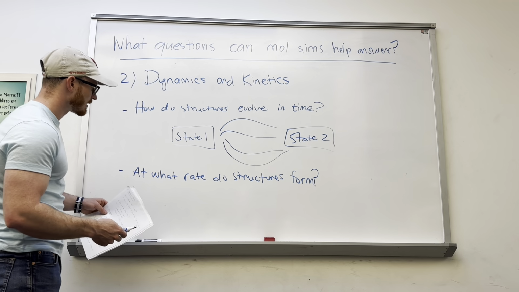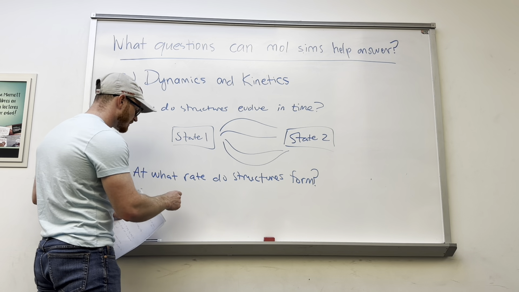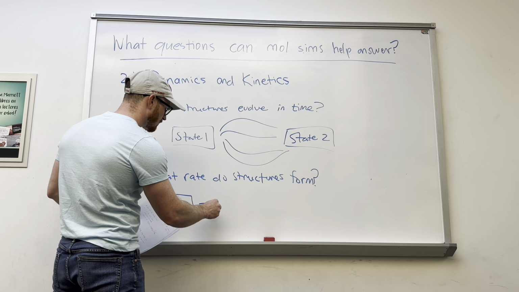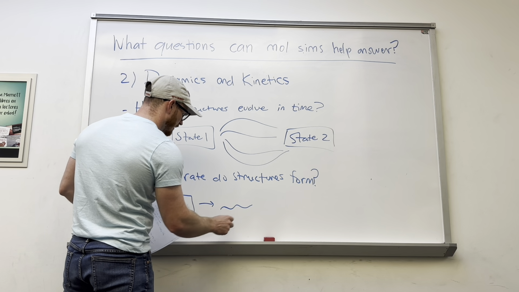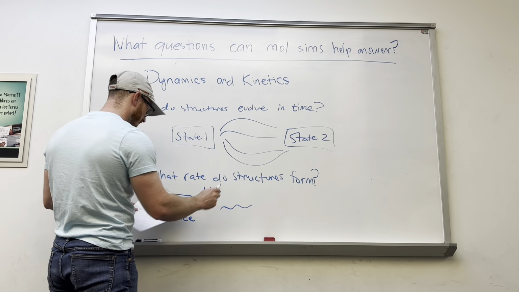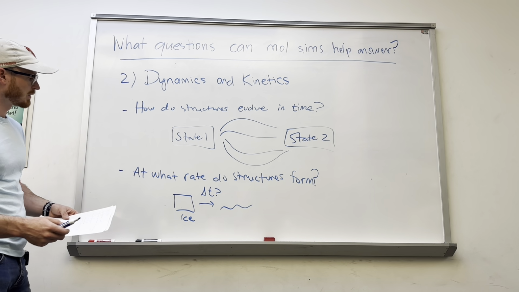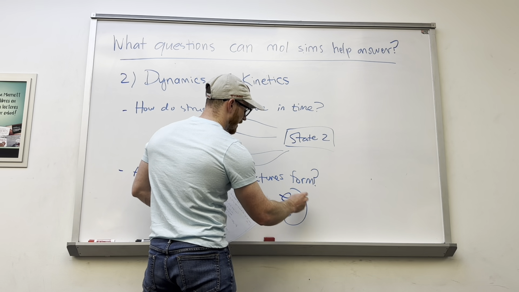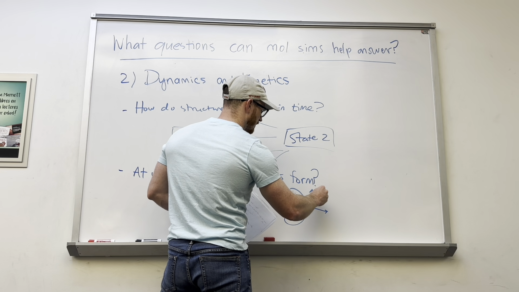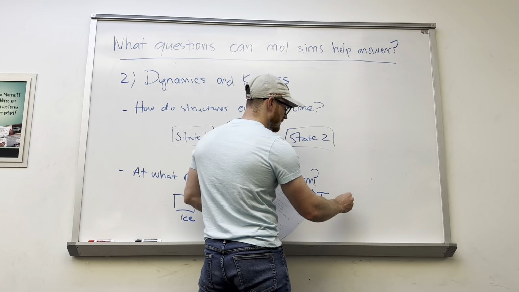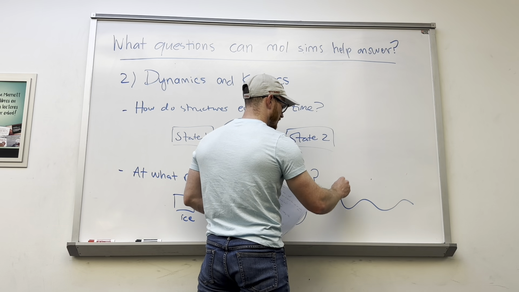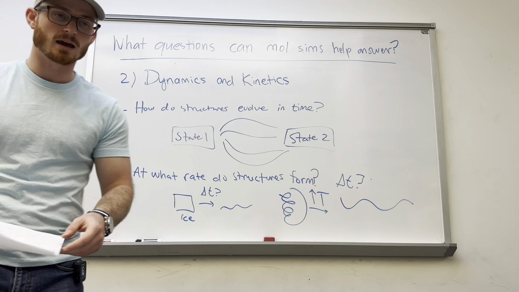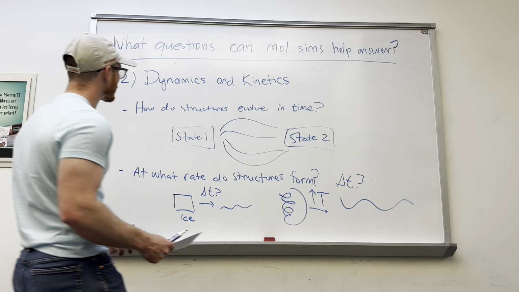We can also look at things like how long it takes ice to melt. You have something like ice at a higher temperature, and it's going to go to a liquid. How long does that take? Another good example is if I have a protein and I increase the temperature, how long does it take to denature? These are all different types of questions that we can investigate with respect to the dynamics of molecular systems.